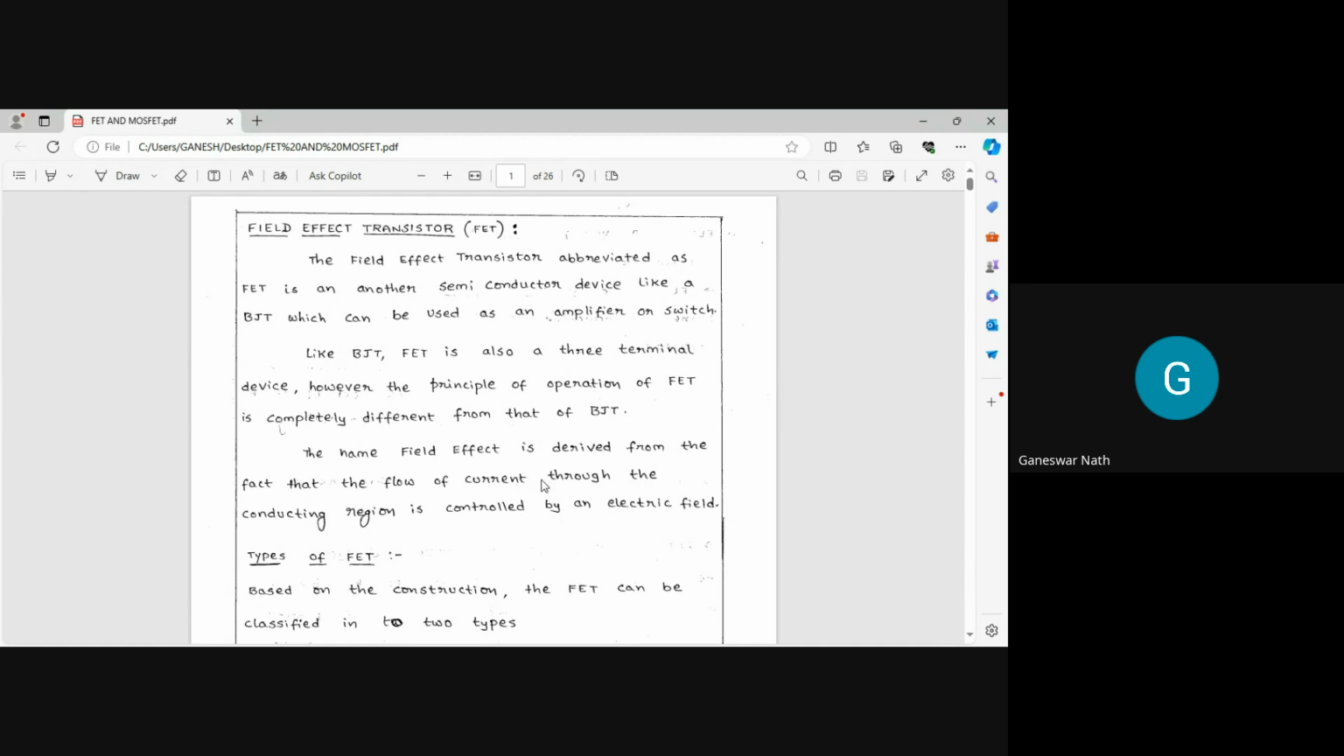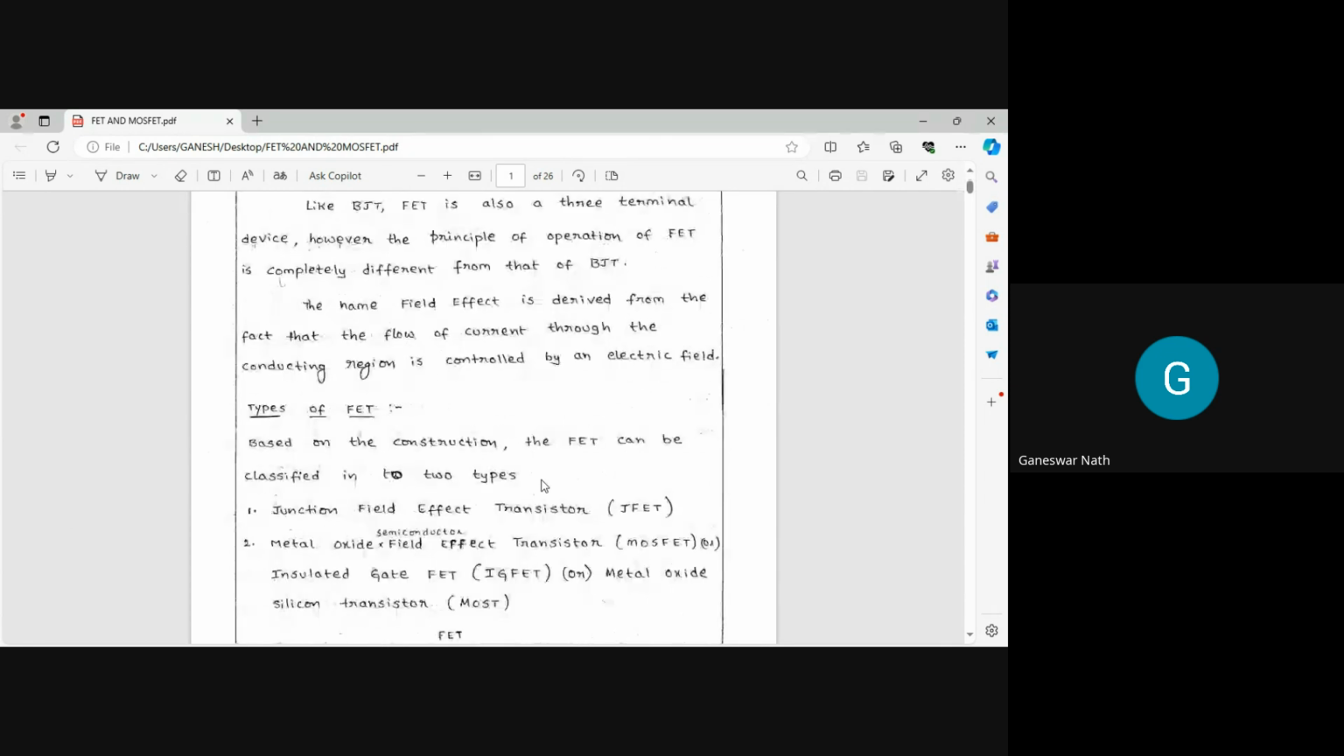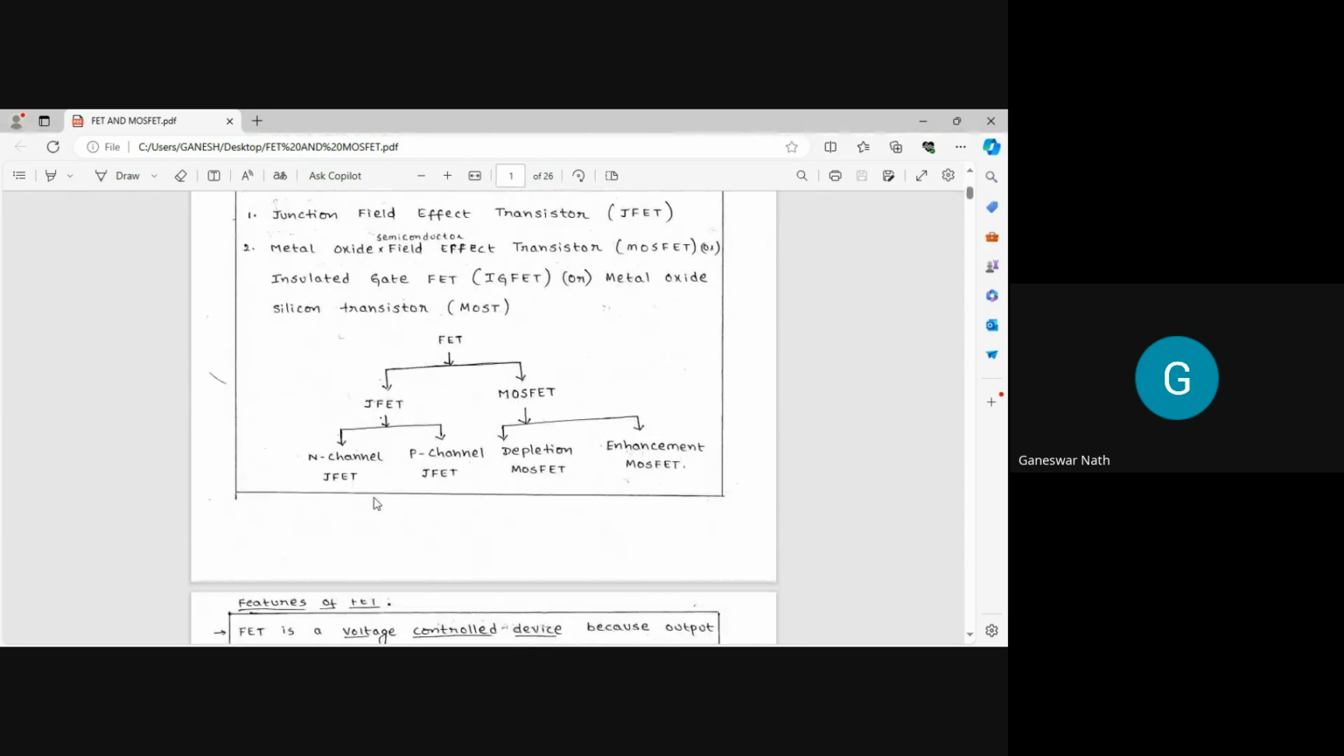Now, coming to the types of FET, based on the construction, the FET can be classified into two types. One is the junction field effect transistor, that is JFET, and the other is the metal oxide semiconductor field effect transistor, that is MOSFET. This MOSFET is also known as the insulated gate field effect transistor, that is IGFET, or metal oxide silicon transistor, that is MOST.